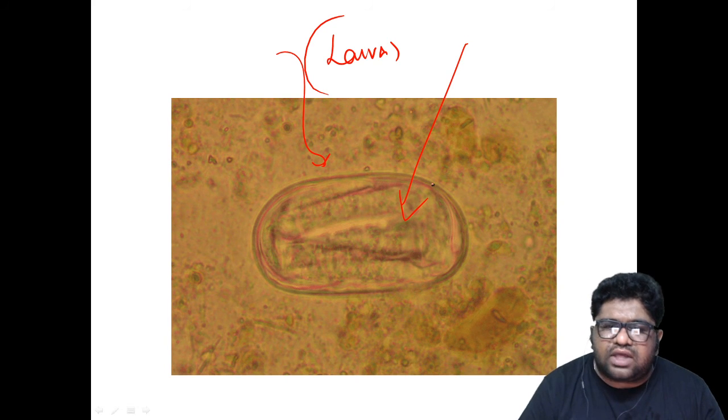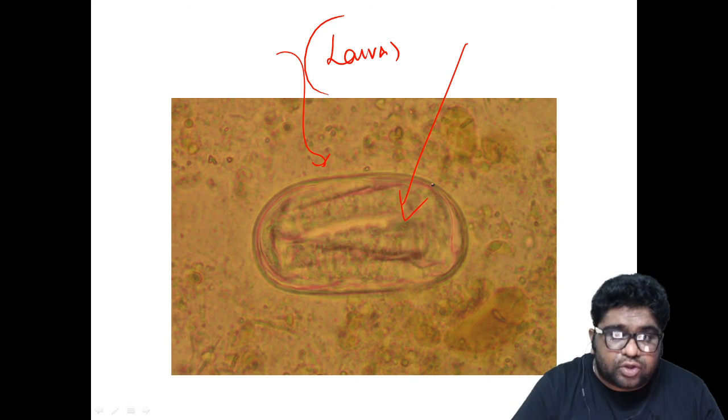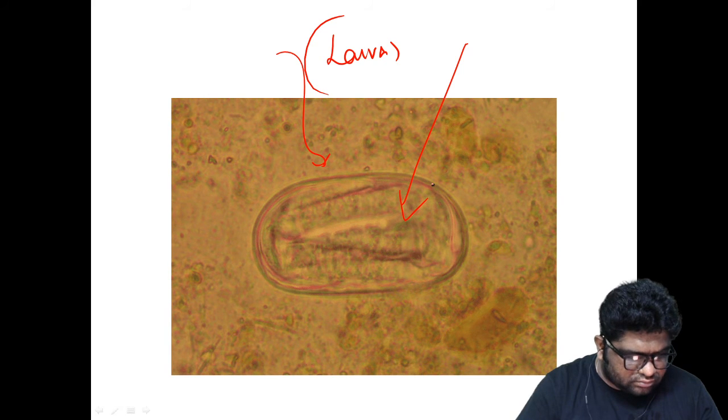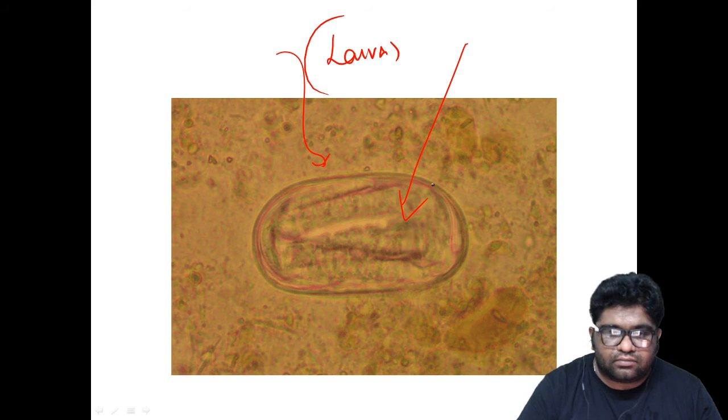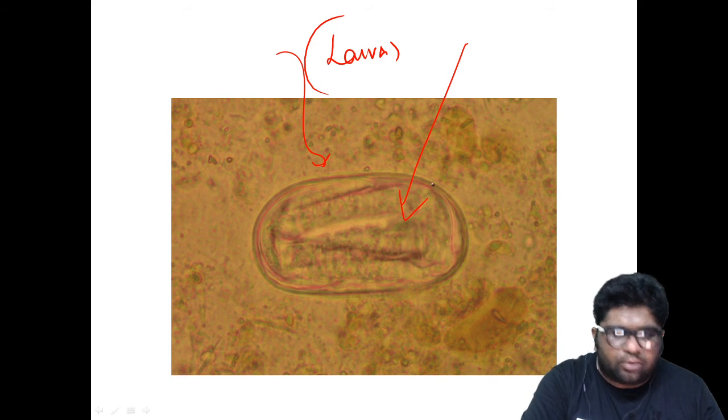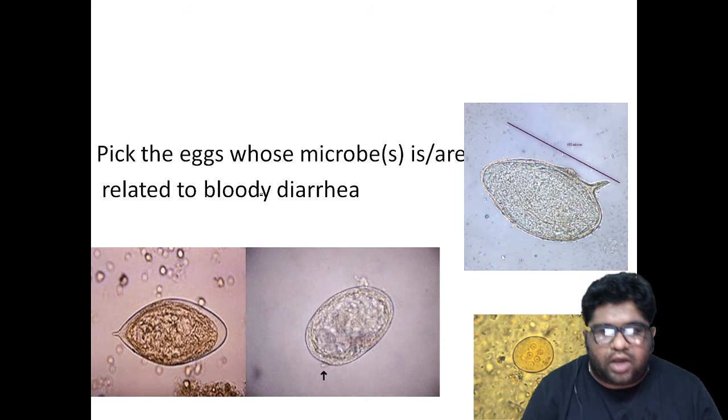Can you name an organism before, where the egg was showing you the pattern of the larva? For which organism did I speak about the egg along with the larva? Okay, doesn't matter. The organism was Enterobius vermicularis, where we spoke about the egg along with the worm.